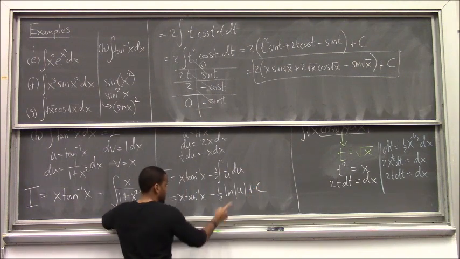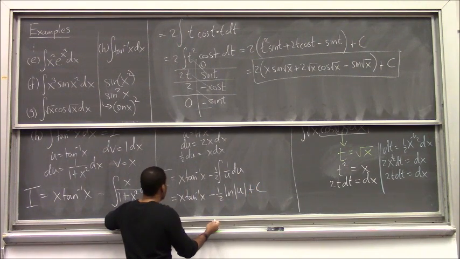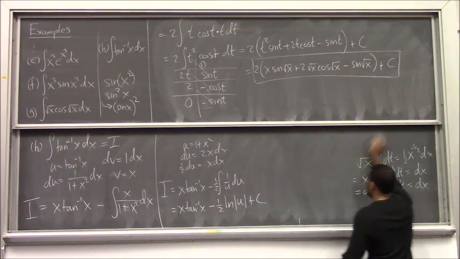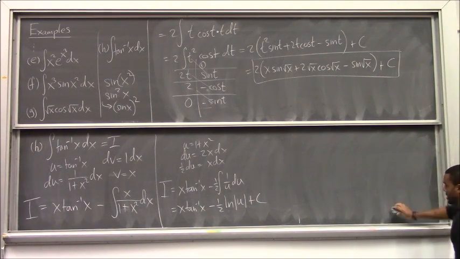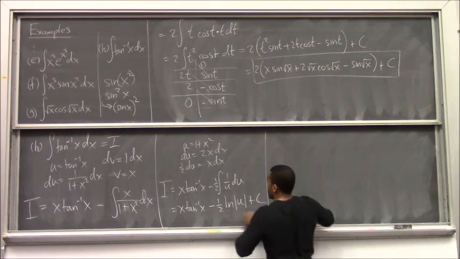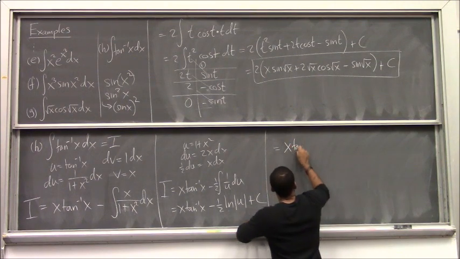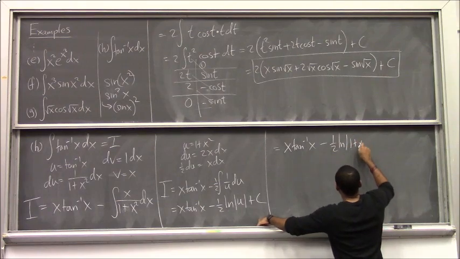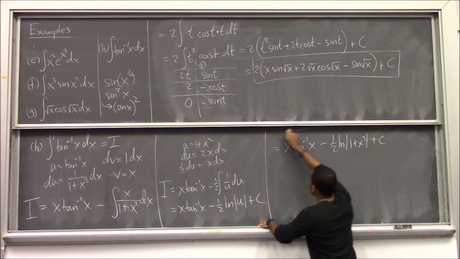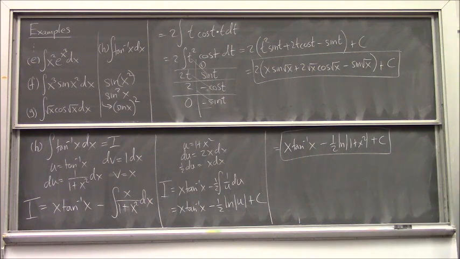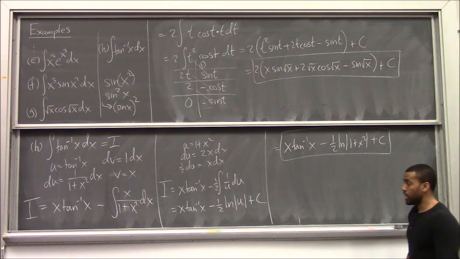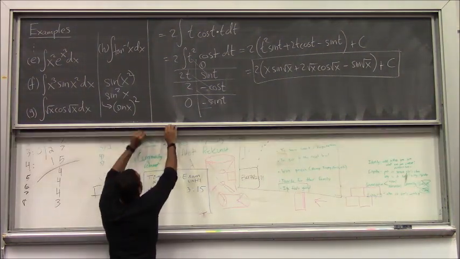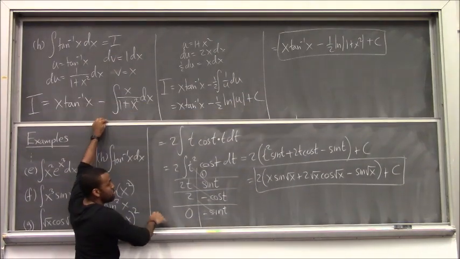Plus C. And yes, if you forgot the absolute value on the quiz, you do lose the point. Like I said, attention to detail is important. Every little scribble matters. So that's going to be x tan inverse of x minus 1/2 ln absolute value of 1 plus x squared. And yes, technically you don't need the absolute values here because 1 plus x squared is always positive, but it's not wrong to leave it, so I'm going to leave it. It might be wrong for you to forget it.